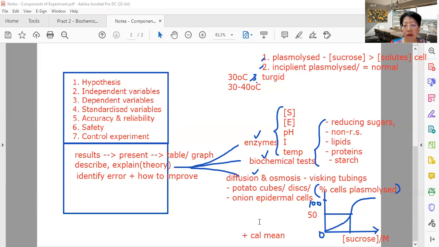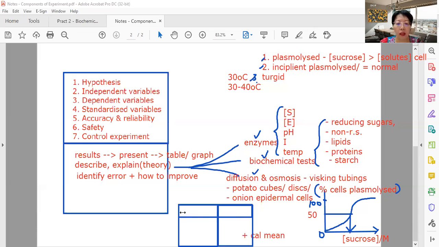So when 50% of the cell is plasmolyzed, then the solution is considered as having the same water potential as the cell. So therefore, you interpolate the graph, look for the concentration of the sucrose solution here, and then there is a table of conversion. A table of conversion means there's a table with the concentration of the sucrose on the left side in molar. And then on the right side, it is the water potential, psi. So it's the water potential here in kilopascal, stroke kilopascal.